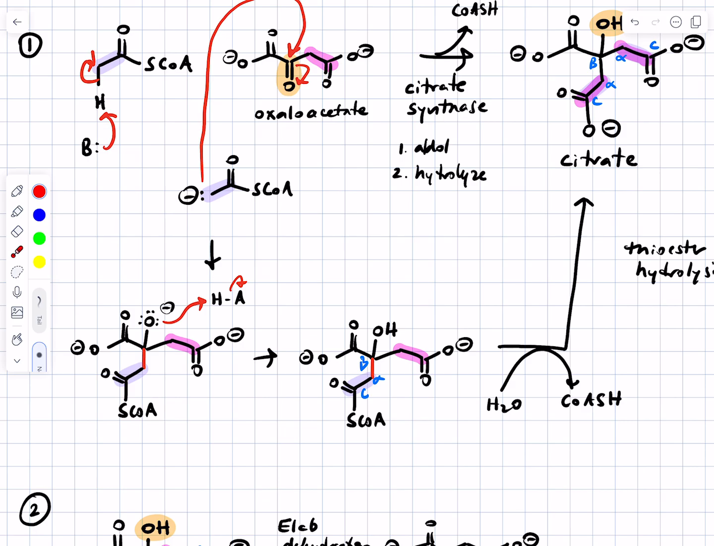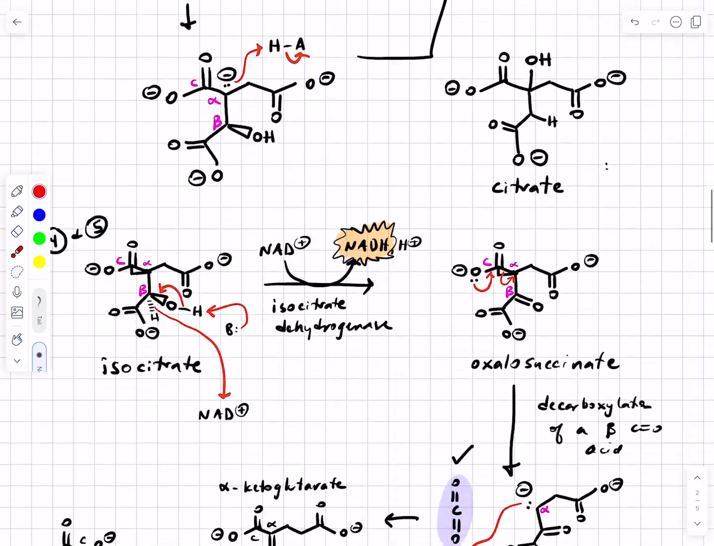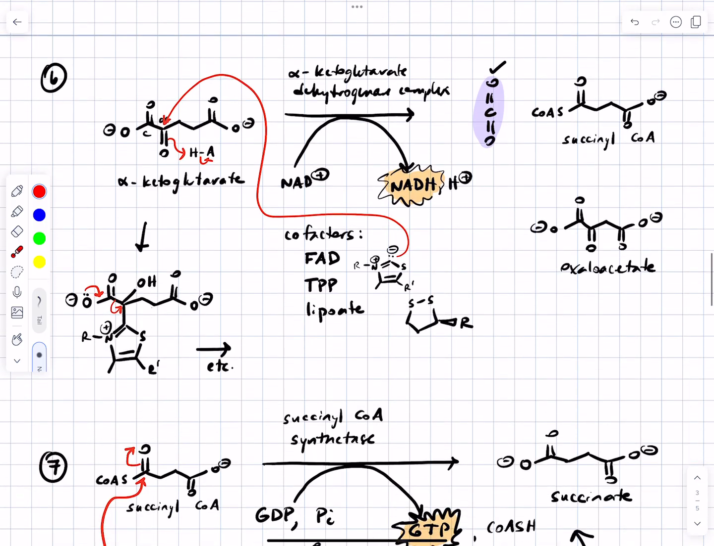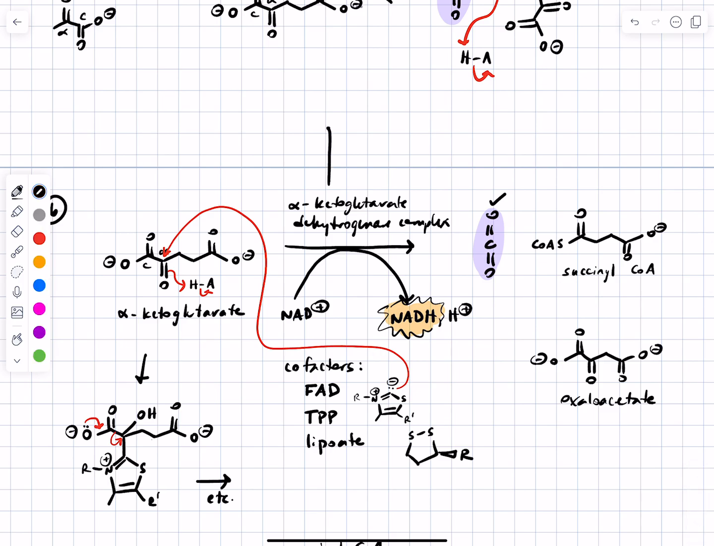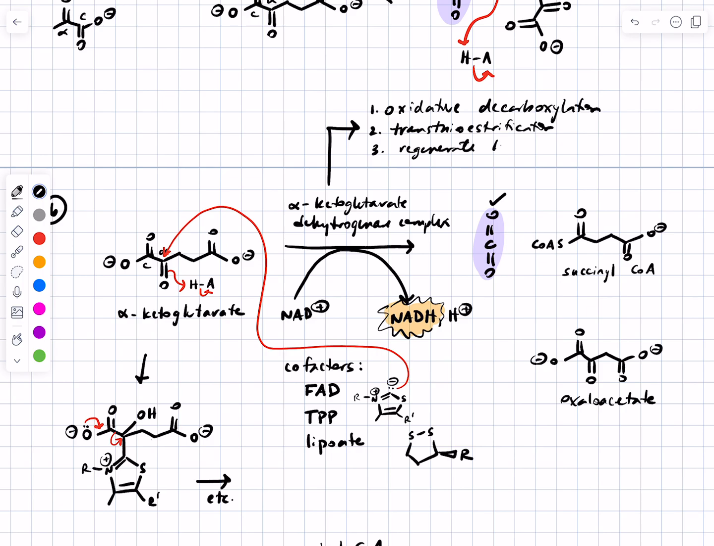Yeah? Sorry, another quick question. Whenever we have a step involving NAD, is the NAD just coming from the regeneration of the lipoate? Right. So remember, there are 3 different reactions that happen in this alpha-ketoglutarate dehydrogenase complex. Step 1 is oxidative decarboxylation. The second is called trans-thioesterification. That's where we generate acetyl-CoA. And then the third step is to regenerate lipoate, and that's where we also get NADH out.